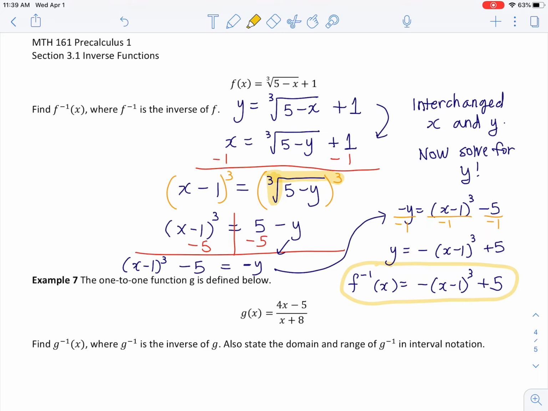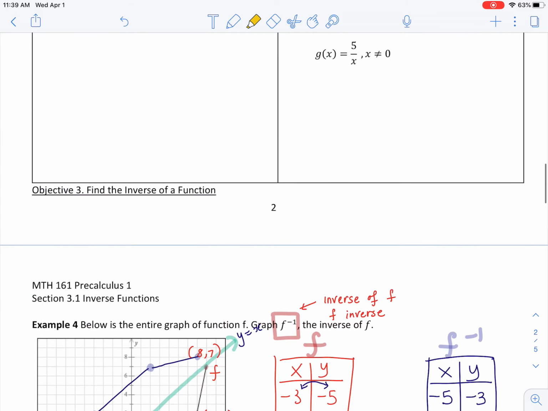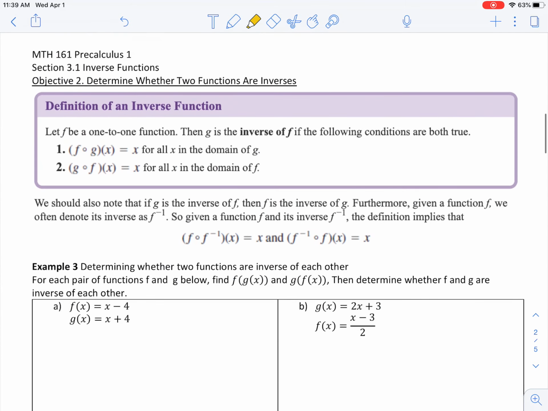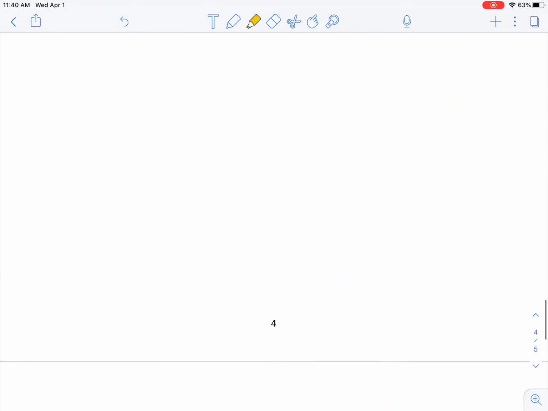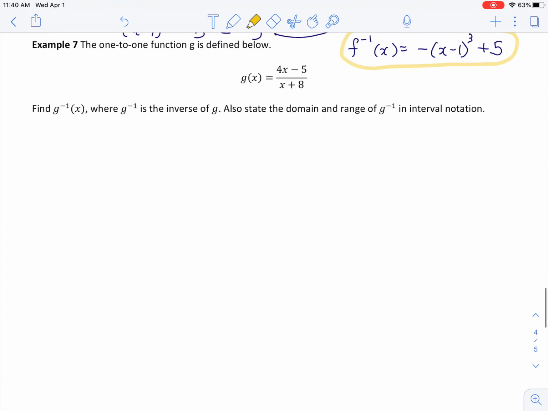Guys, I'm going to go ahead and finish example 7, put a problem for today, and then I will come back and record objective 2, verifying inverse functions, in just a second.